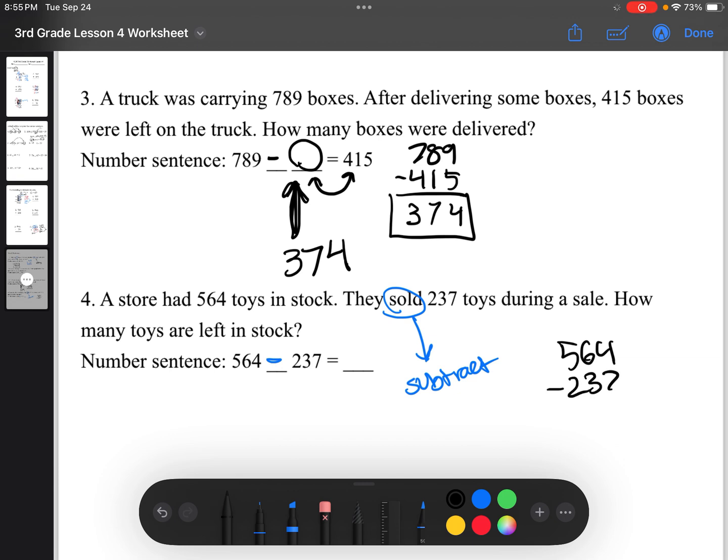564 minus 237. You bring the 1 over, so that becomes 14 minus 7, which is 7. Then you remove a 1 here and make it 5. 5 minus 3 is 2, and then 5 minus 2 is 3. So the answer is 327.